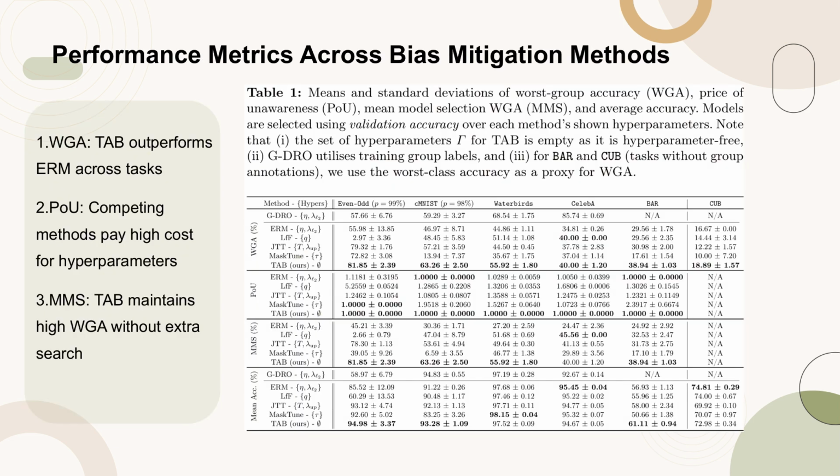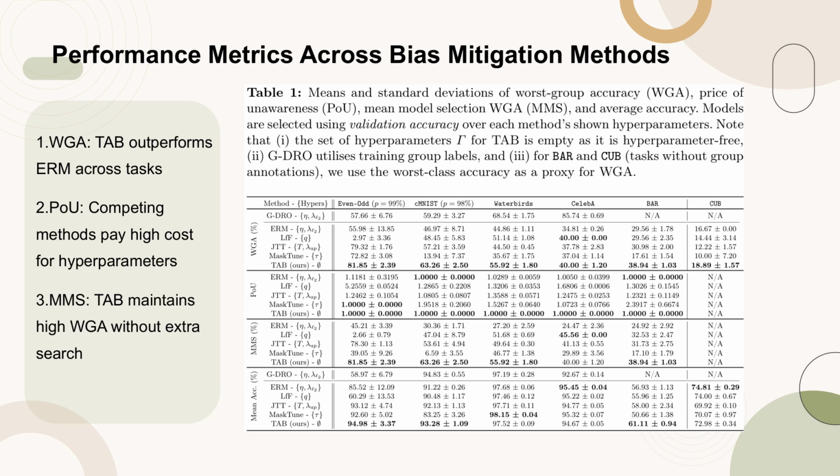Table 1 presents the means and standard deviations of worst group accuracy, WGA, price of unawareness, PO, mean model selection WGA, MMS, and average accuracy for various bias mitigation methods. The models are selected based on validation accuracy over each method's hyperparameters. Notably, TAB, which is hyperparameter-free, consistently achieves better WGA than ERM across all tasks. The PO metric indicates that competing methods incur a significant cost due to their hyperparameter searches, often leading to biased model selections. Conversely, TAB maintains a high WGA without the need for additional hyperparameter tuning, suggesting its effectiveness as a bias mitigation alternative.